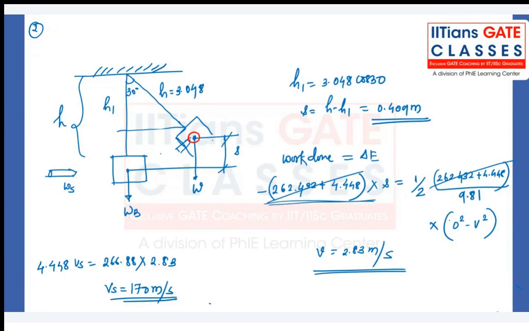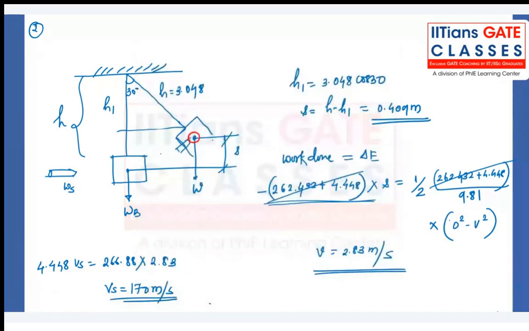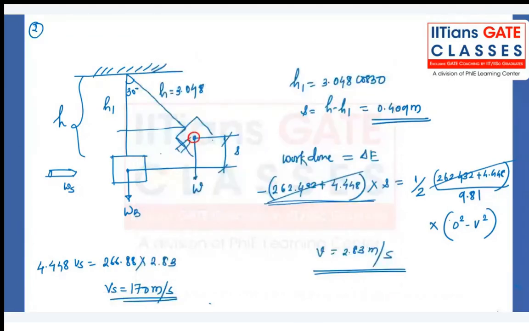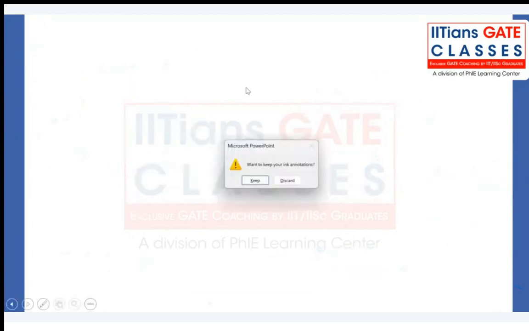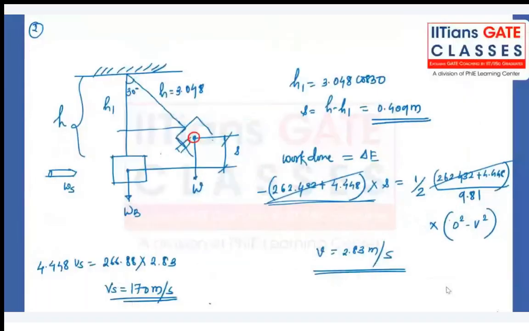2.4, sorry, 262.443, and let me just use the highlighter here. A minute. Yeah. Laser pointer I'll use to highlight.